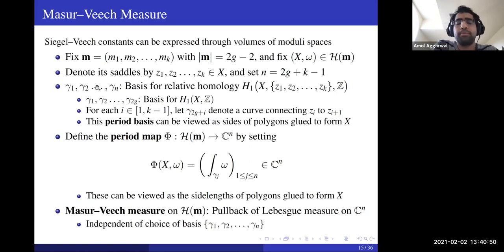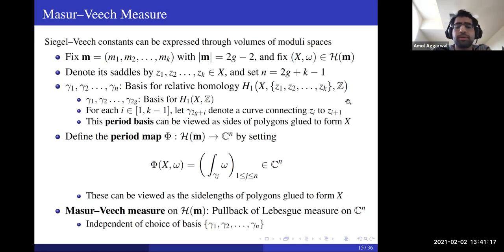So let gamma 1, gamma 2, all the way up to gamma n denote a basis for this relative homology group. One can view them as loops on the flat surface itself. So gamma 1, gamma 2, all the way up to gamma 2g will denote a basis for the simply homology of X itself. And then for each i, one can let gamma of 2g plus i denote a curve connecting z_i to z_{i+1}.